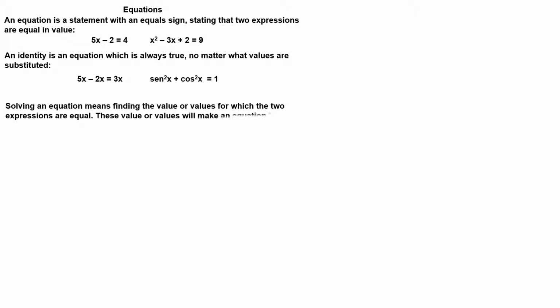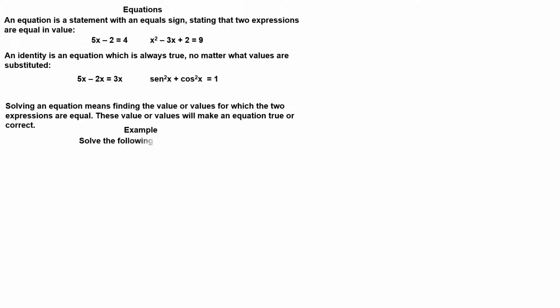An identity is an equation which is always true, no matter what values are substituted. Examples. Solving an equation means finding the value or values for which the two expressions are equal. This value or values will make an equation true or correct. See the examples.